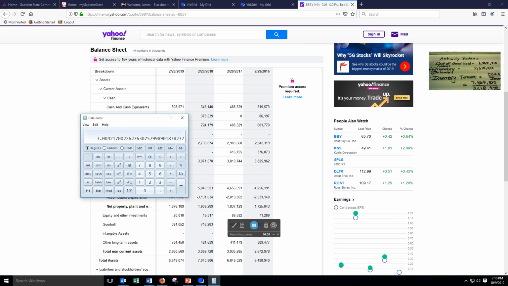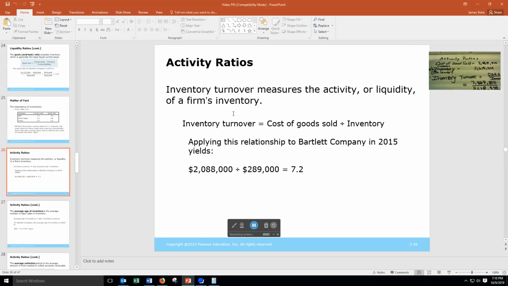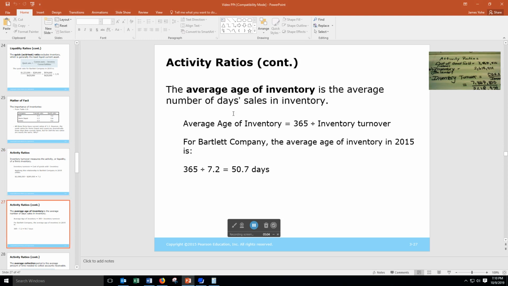So going back to our PowerPoints, we're going to go to the average age of inventory. How old in general, or how long does inventory sit on the shelf or in the warehouse? Now, to calculate that, our average age of inventory is equal to 365 divided by our inventory turnover rate or ratio.